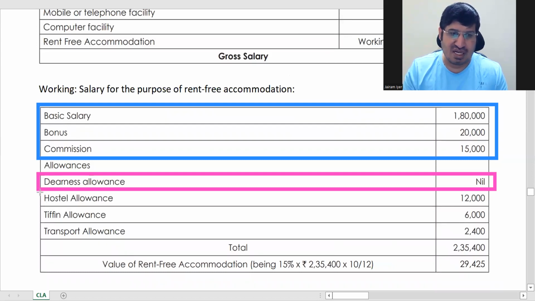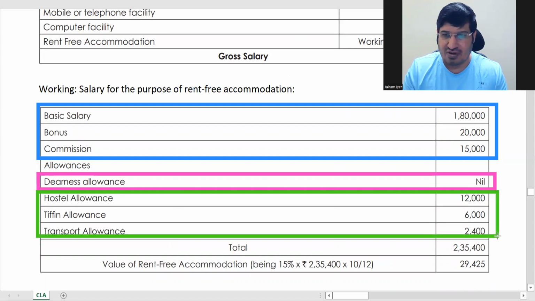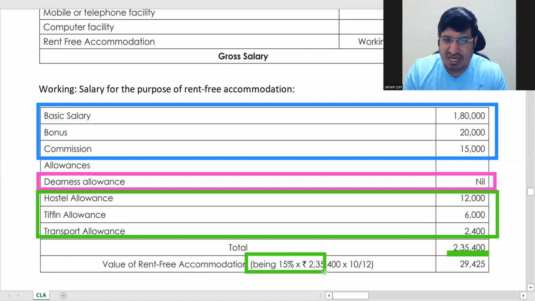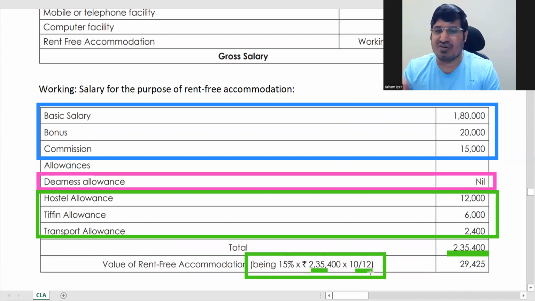The other three taxable allowances, take fully. Add all and you will get this as the total. Now the value of rent free accommodation will be 15% of 235,400, and you multiply by 10 by 12, because you will consider only 10 months. She used it only for 10 months, so multiply by 10 by 12. Clear? So you get 29,425. This is the answer.